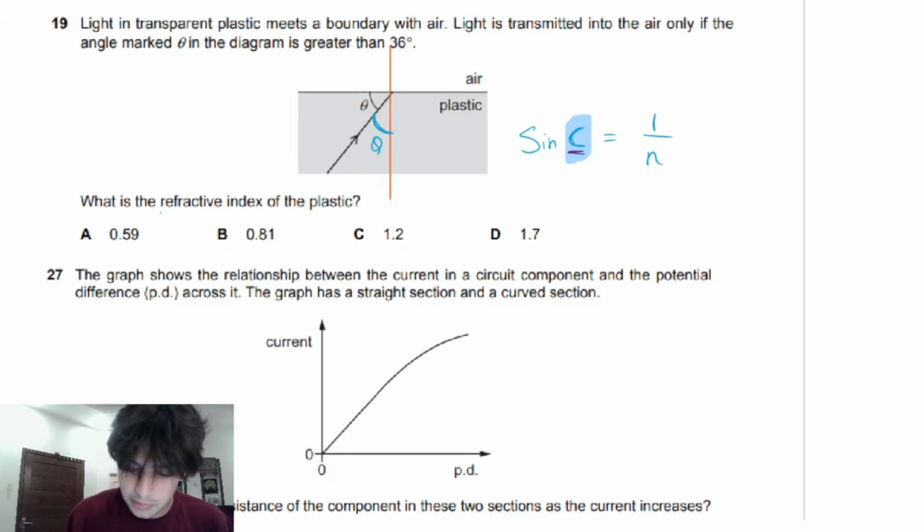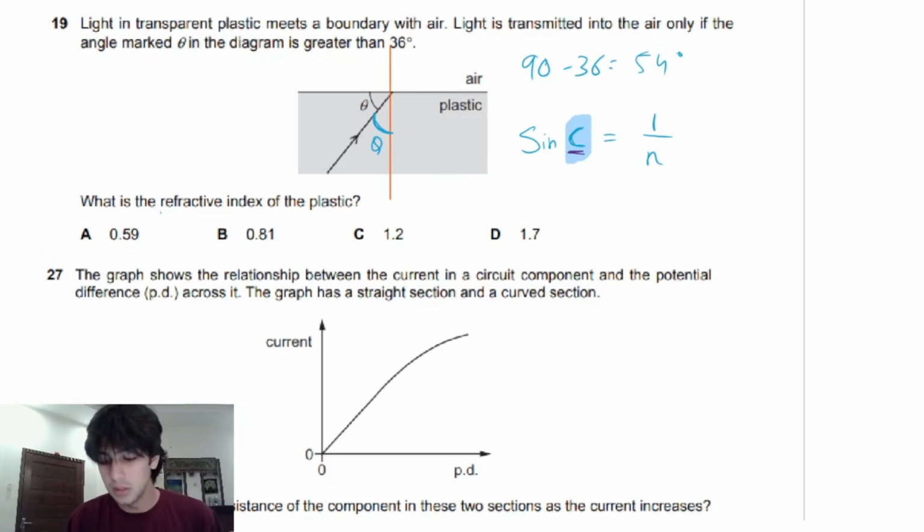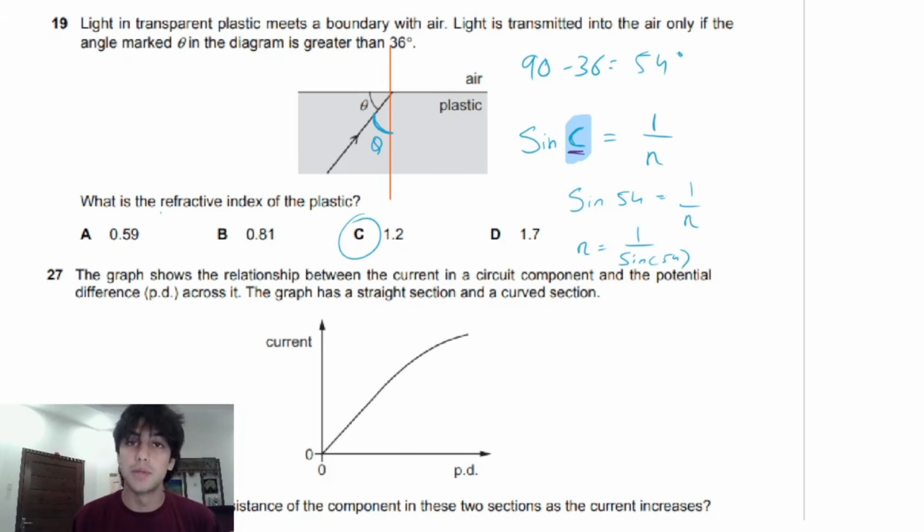So to find this out, we're going to do 90 minus 36, which is going to give us the answer as 54 degrees. Now in sine C, you put in sine 54, is equal to 1 over n, and then you can just rearrange this to 1 over sine 54, and this should give you the value of n. Hopefully this is clear.